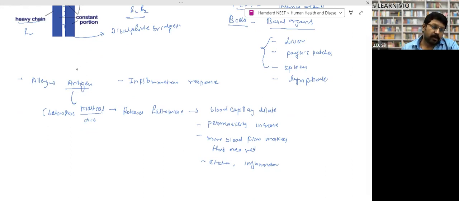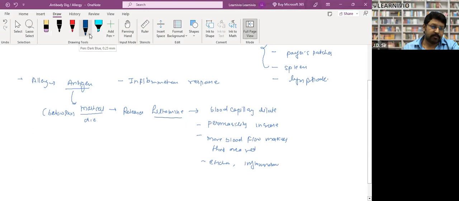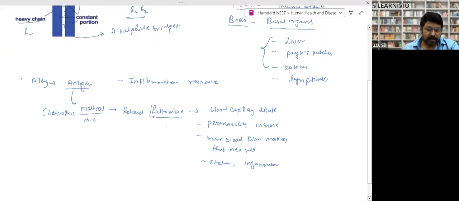So what happens during allergy when an antigen comes? The mast cells die, right? The mast cells, which are found below our skin, keep on flowing with the blood. They are found in the subcutaneous part, meaning below the skin, right? These mast cells die and they release histamine, right? Now when histamine is released, as I have already told you, this histamine is responsible for allergy, right?